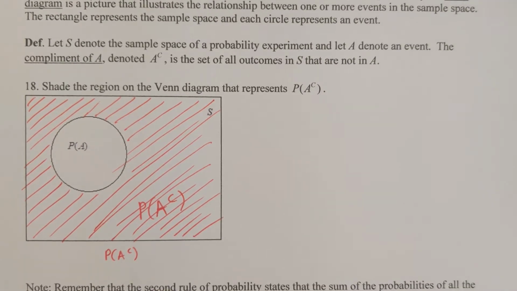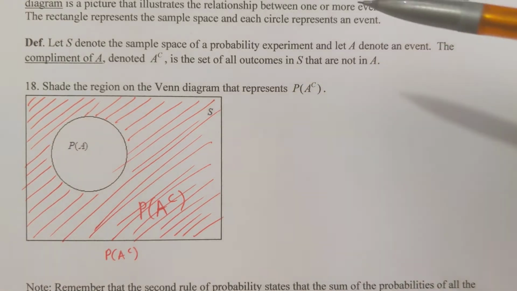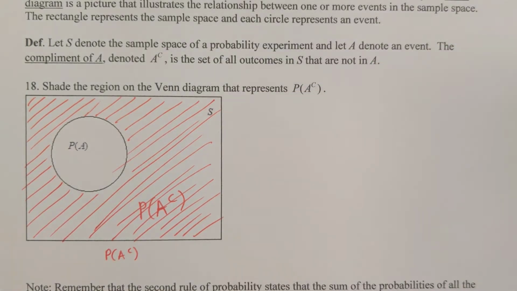Another definition, let S denote the sample space of a probability experiment, and let A denote an event. Then the complement of A, denoted by an A with a C in the upper right-hand corner, is the set of all outcomes in the sample space that are not in A. Okay, so problem 18, shade the region on the Venn diagram that represents the probability of A complement.